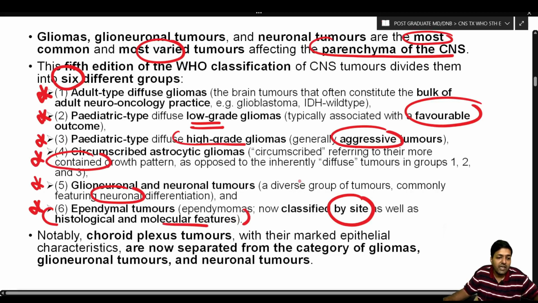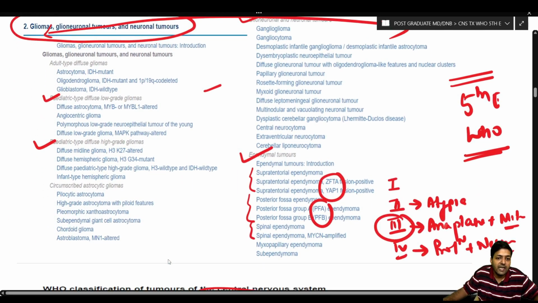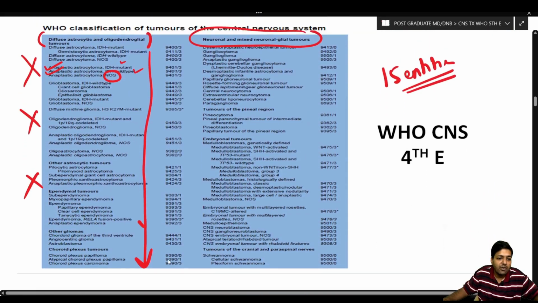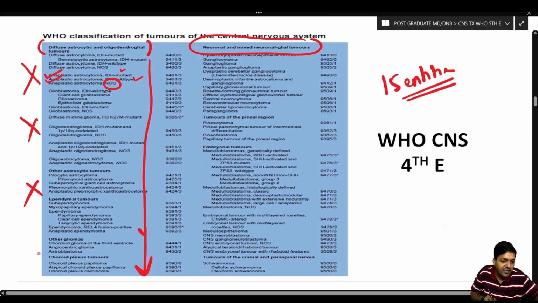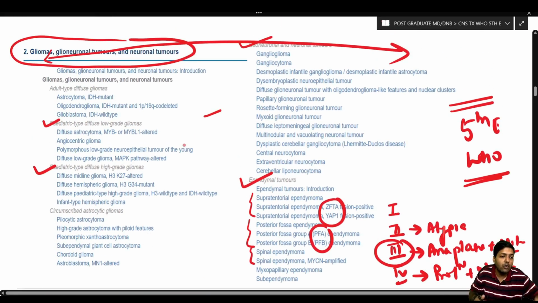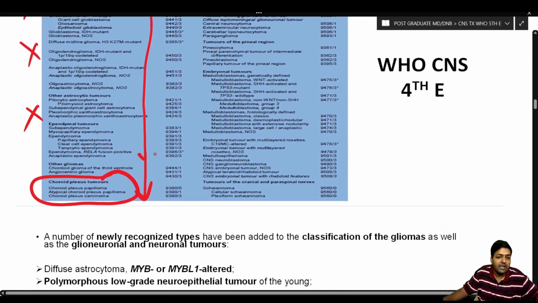Now, previously, if you see, the choroid plexus group of tumors were under the umbrella of gliomas, but now they have been separated from the category of gliomas and are actually a separate entity. So let me just show you all these changes that I have already discussed. Over here, this was the 4th edition, and the choroid plexus group of tumors were actually under the heading of the gliomas, but now choroid plexus tumors are nowhere to be found under the heading of gliomas, glioneuronal or neuronal tumors. So choroid plexus tumors are not a part of gliomas and this group of tumors, and have become a separate entity now.